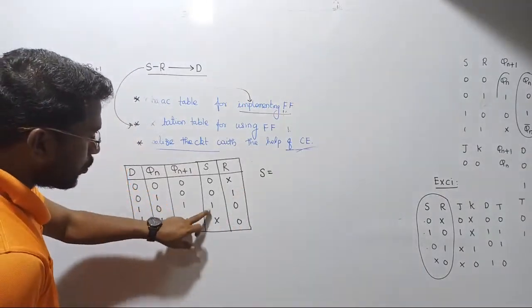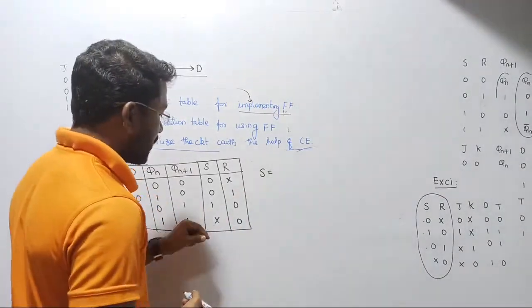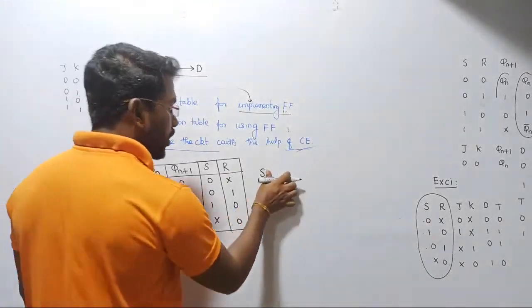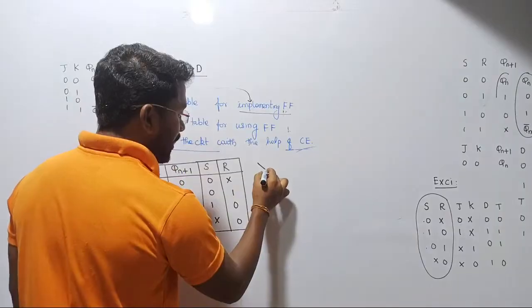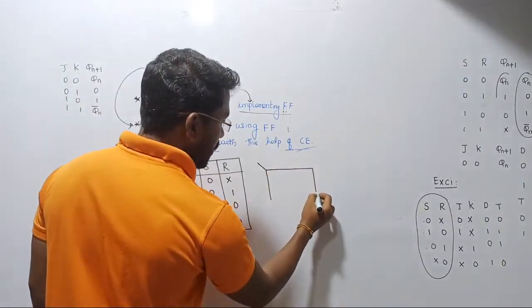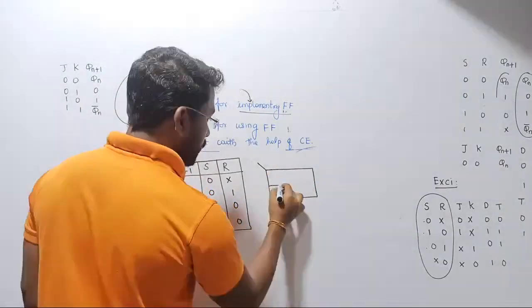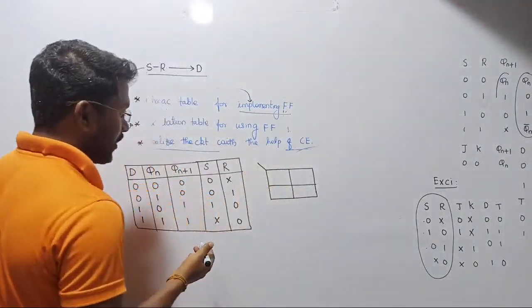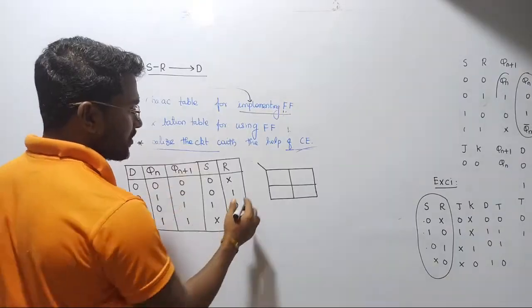See, here we are getting two terms, right? So see, the thing is, we don't know whether this don't care is necessary or not, right? So let me put it in the K-map, in order to realize whether the don't care is useful for us or not, right? Yeah, let me write this one. So let us place the values, right?